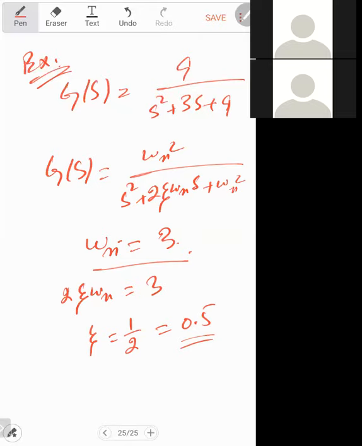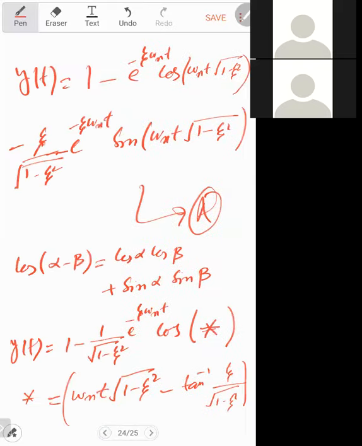So this means that this is the underdamped case. In the underdamped case, we are going to use the expression for the y of t when the unit step function is applied at the input. So we can use this expression or the second expression, which is the b. So let us use the second expression.